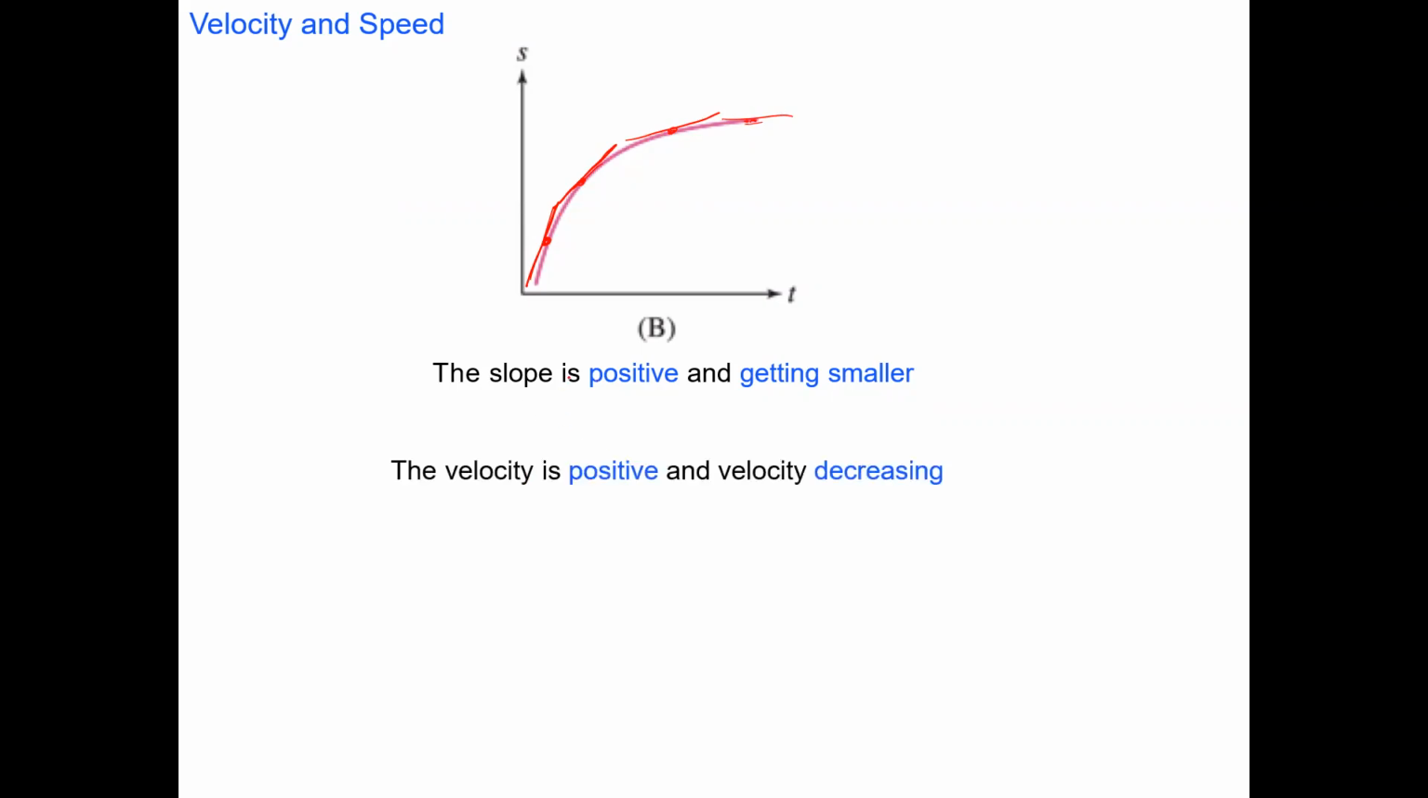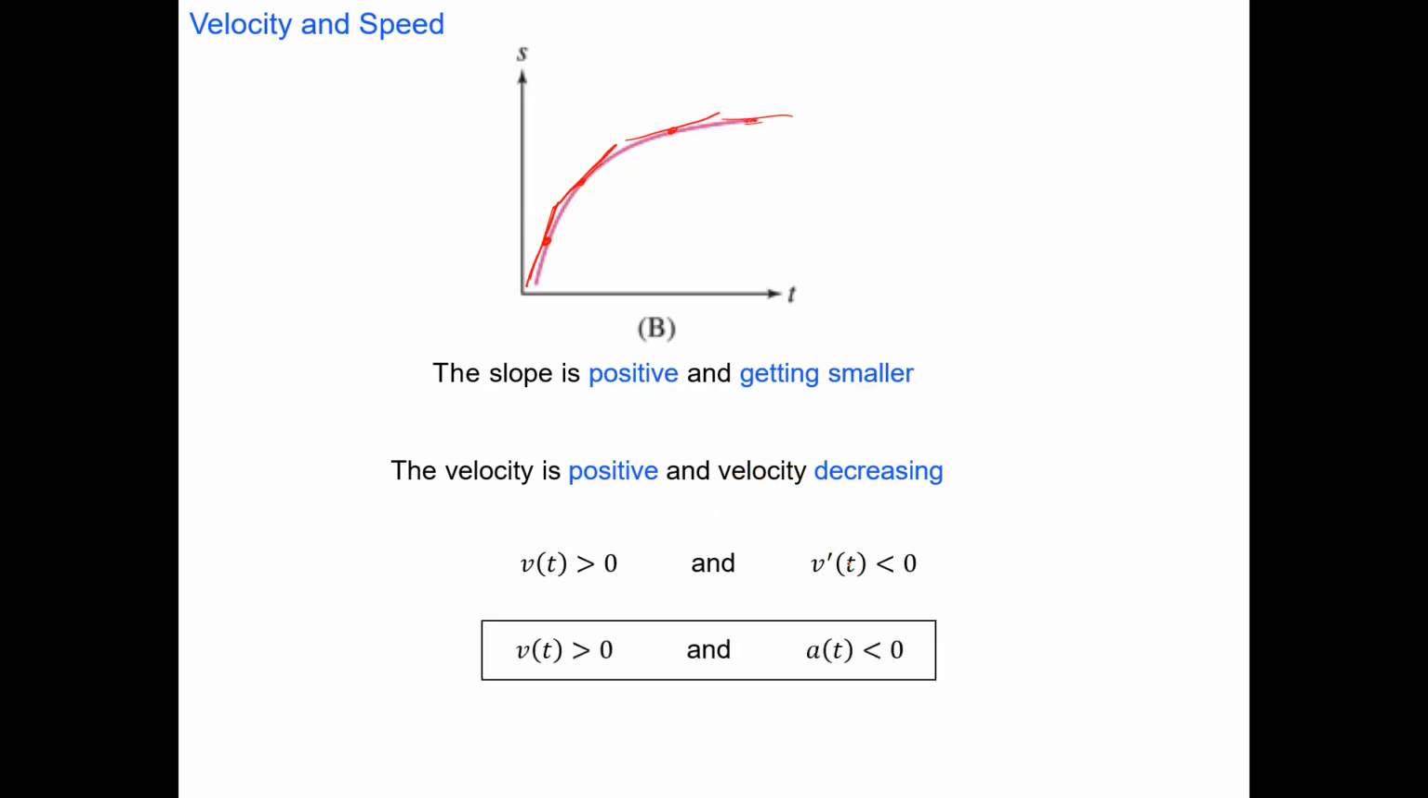Velocity is positive because slope is positive, and velocity is getting smaller. This means velocity is decreasing. Yes, we can see velocity is decreasing because the lines are getting less steep. Velocity positive, velocity decreasing, its derivative, v prime, is less than 0, because if a function is decreasing, its derivative is negative. And derivative of the velocity is the acceleration. I mean, this is the condition.